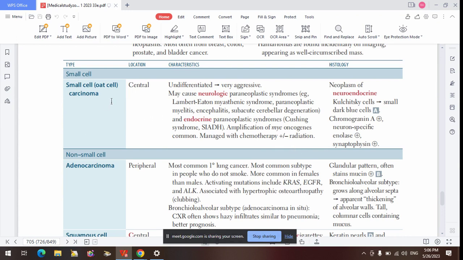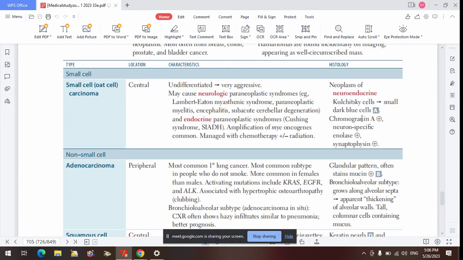It's actually a neoplasm of neuroendocrine cells. There's something called the Kulchitsky cells. They are neuroendocrine cells within the basal membrane lining the epithelium of the lungs. They act like neuroendocrine cells that secrete hormones. They can secrete serotonin, substance P, and histamine. So when there is abnormal proliferation of these cells, you can develop small cell carcinoma.